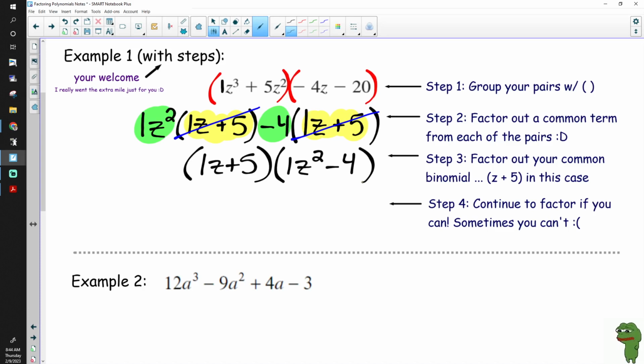Now, we're done with grouping. But it's kind of important at this point to make sure and check: are we actually done with factoring? Yeah?